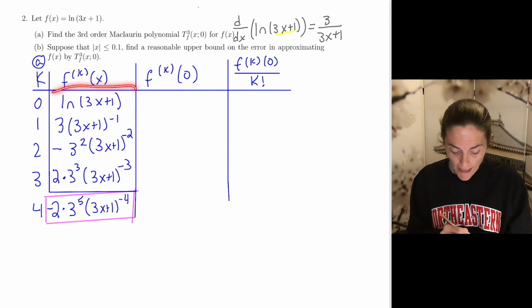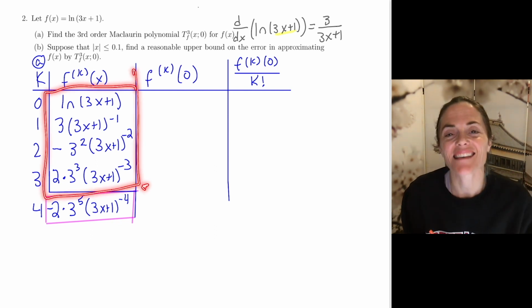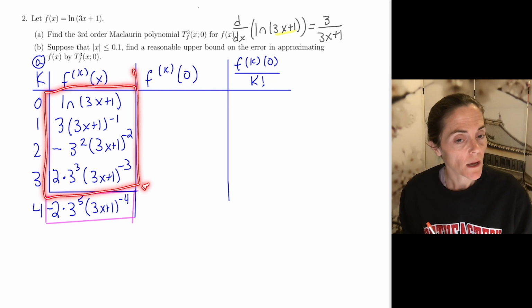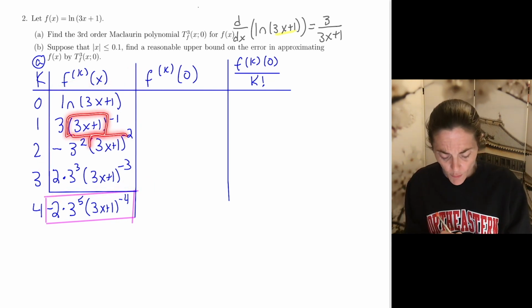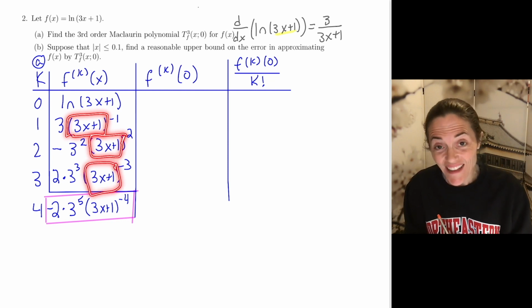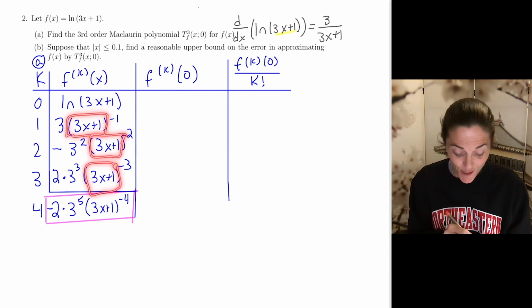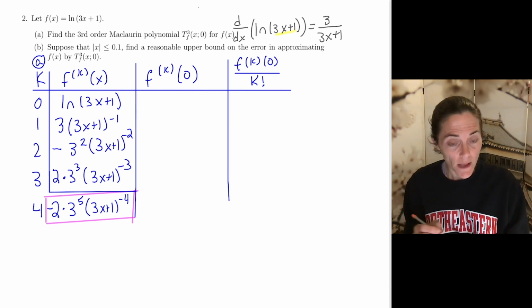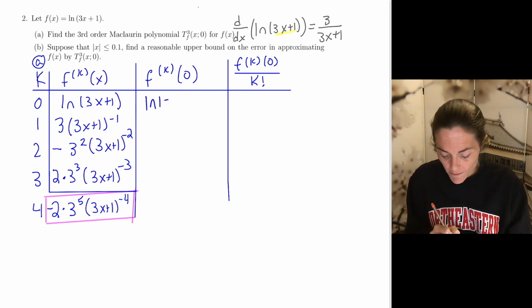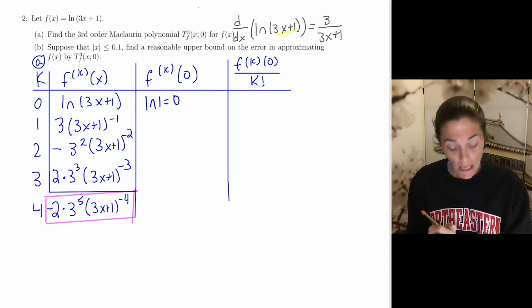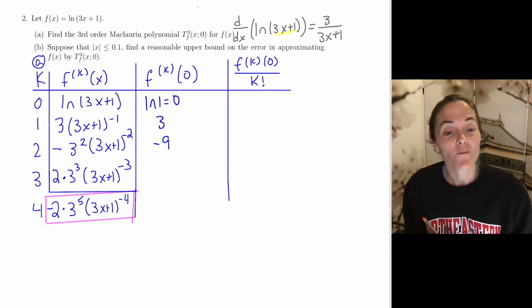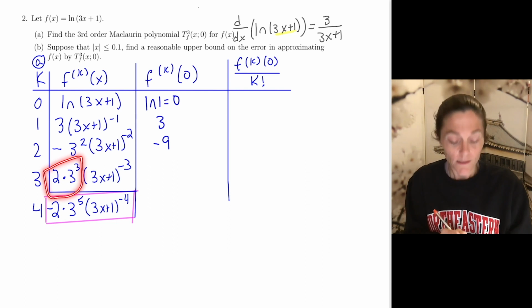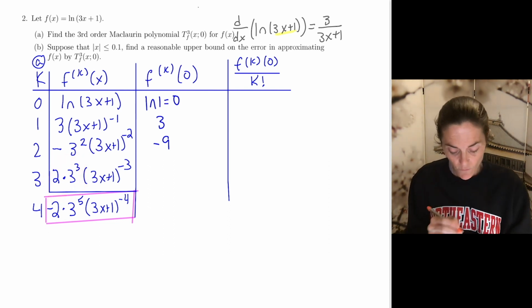Now we evaluate all of these at our center, which is 0. The good news here is that 3x plus 1 evaluated at 0 is always 1. So these aren't too terribly bad to evaluate at our center. The first one, we have ln of 1. Natural log of 1 is 0. And then we have 3. And then we have minus 3 squared, which is minus 9. Then we have positive here. It's 2 times 27, which is 54.